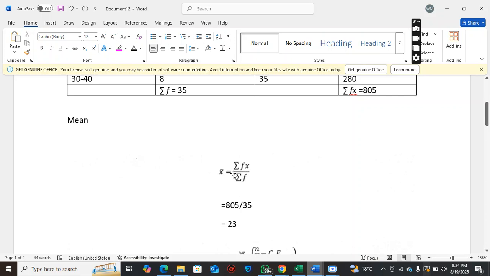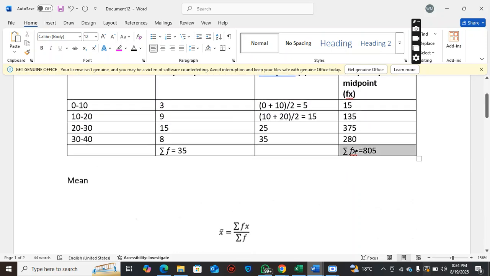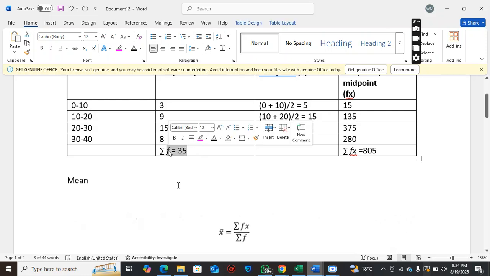Where I was dividing these two, I was saying you divide the total for the frequency multiplied by the midpoint, which is this 805 we got here. You divide it by the total frequency, which is 35.